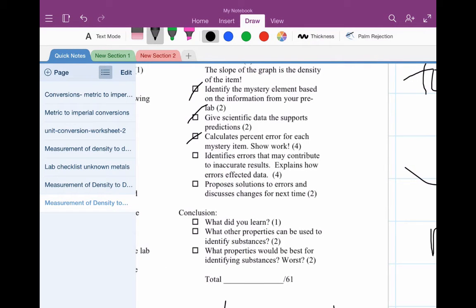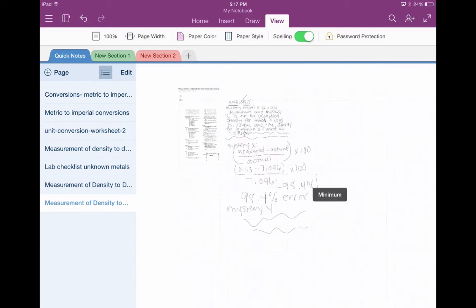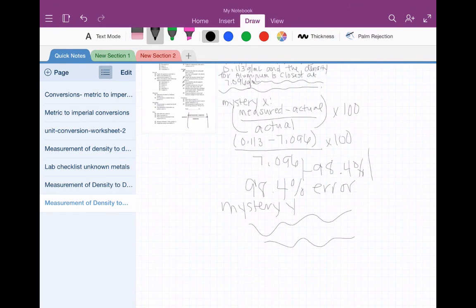The next thing it says is identify errors that may contribute to inaccurate results, explain how errors affected data. On this part, you're writing in sentences. You're going to discuss errors that happened in the lab that contribute to my 98% error or whatever percent error you got, and you'll explain how those errors affect your data. You should at least explain one or two different errors. And then this last part will go in sentences right after that: propose solutions to errors and discuss changes for next time. That's going to be how you can fix the errors that you just had before. So all of that is going to go right down here. And then the last thing you need is a conclusion.